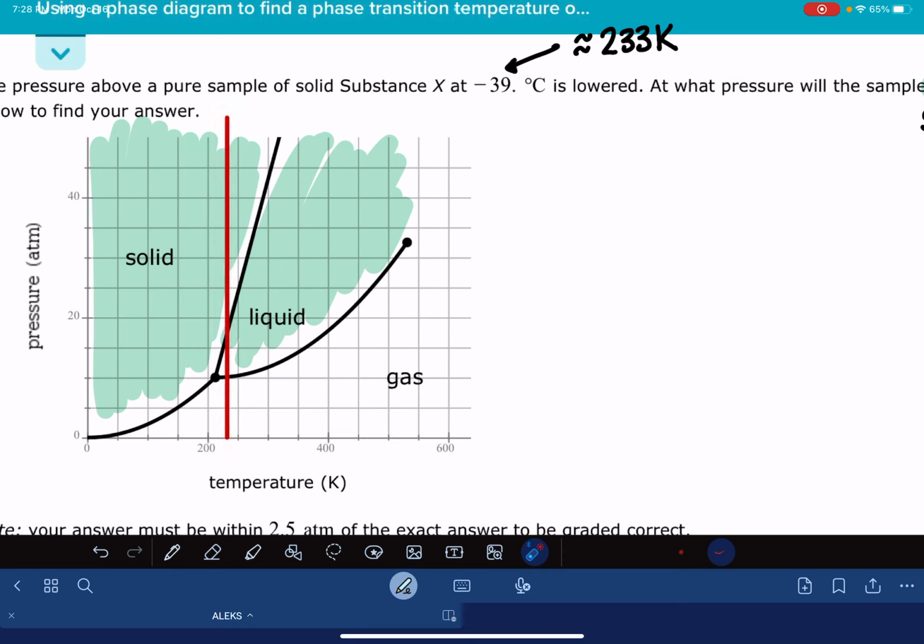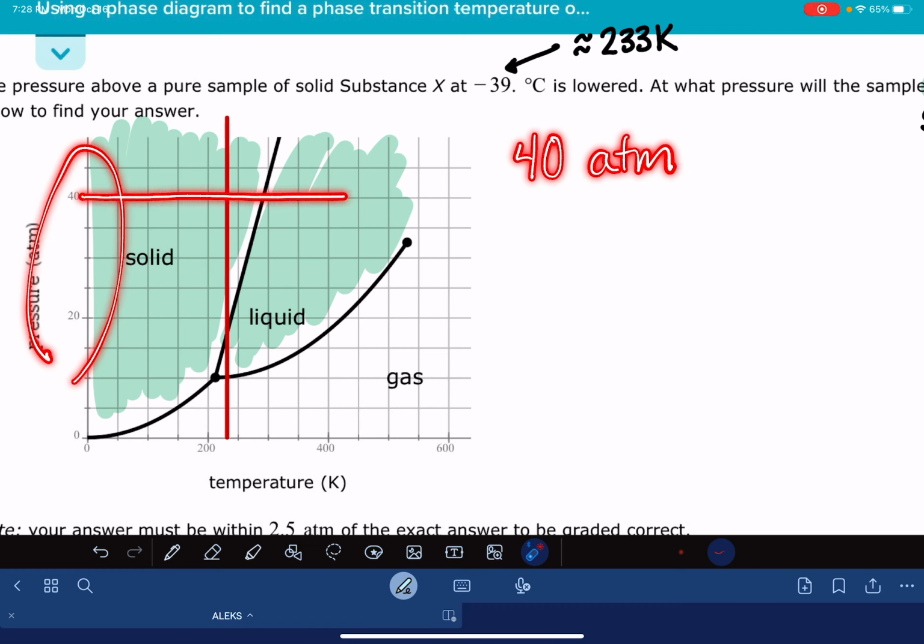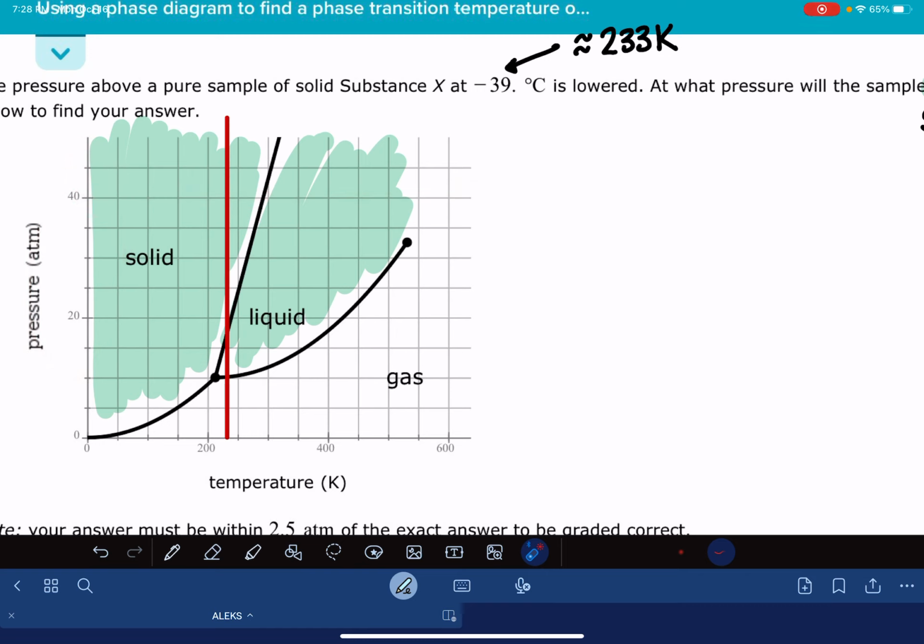If you're working with a problem that starts you with a pressure, you would do the exact same thing, but you would be drawing it this way. Maybe instead of being provided with a temperature, I was provided with 40 atmospheres as my pressure. Then I would find that 40 atmosphere point and draw a horizontal line all the way across to correspond to that pressure. So find either the temperature or the pressure that ALEKS is asking you about and make a good visual for yourself.